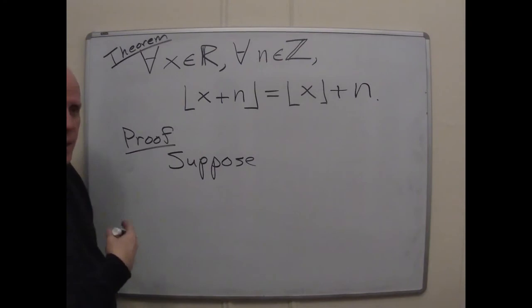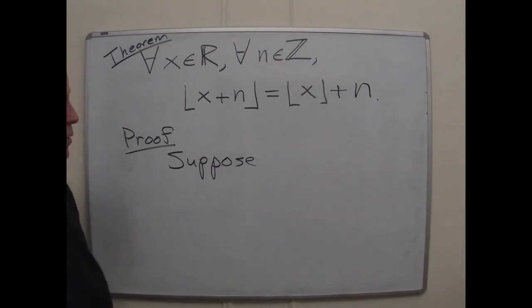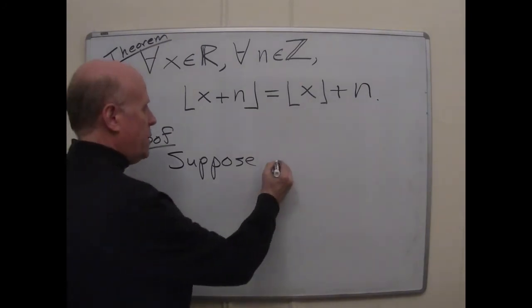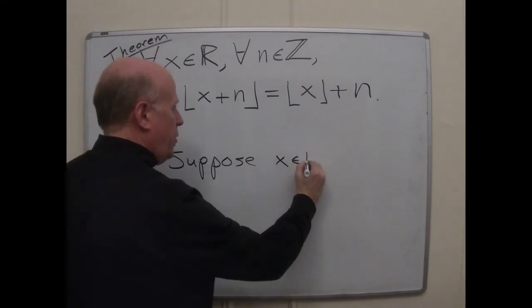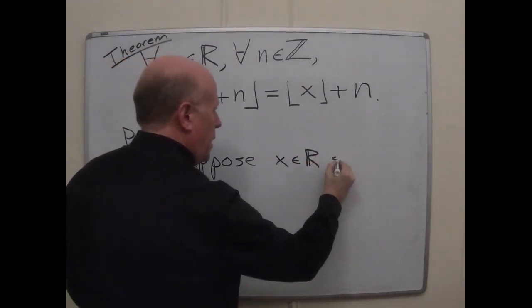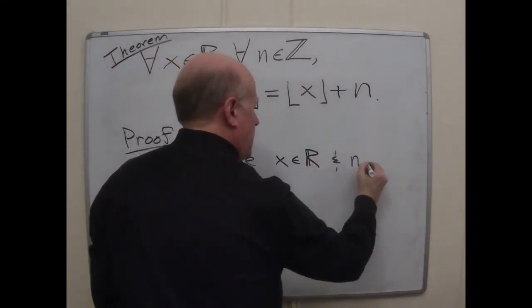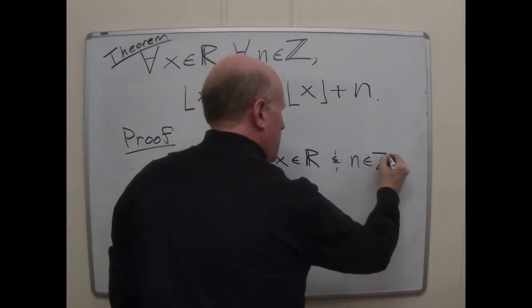Gosh, I don't want to have to say that particular but arbitrary stuff so much, and frankly, I think we're getting to the point where we can skip over that bit. Suppose we just say x is in the reals and n is in the integers, right?